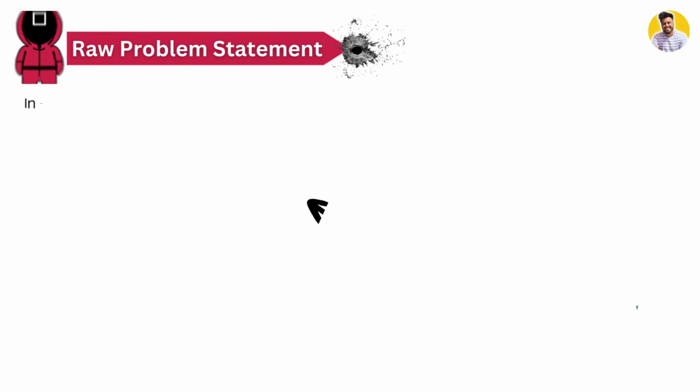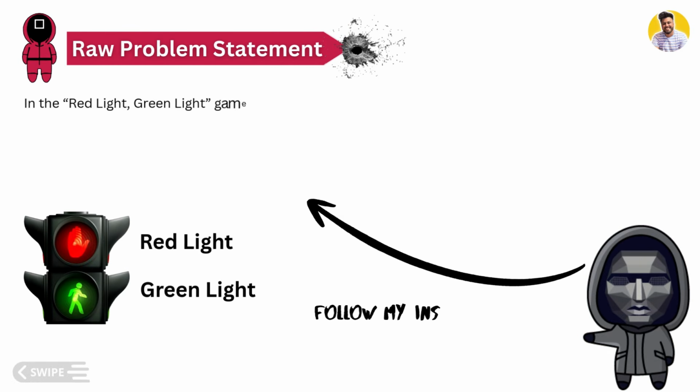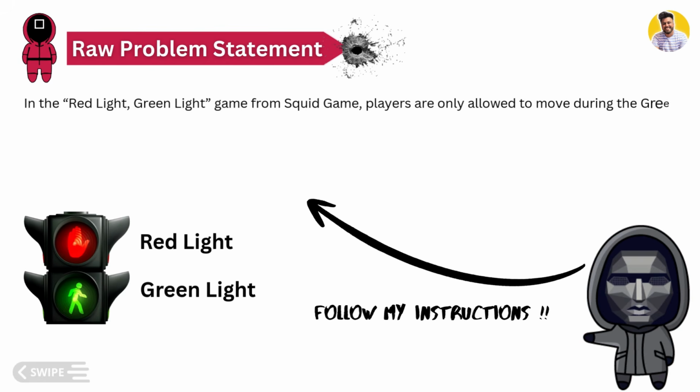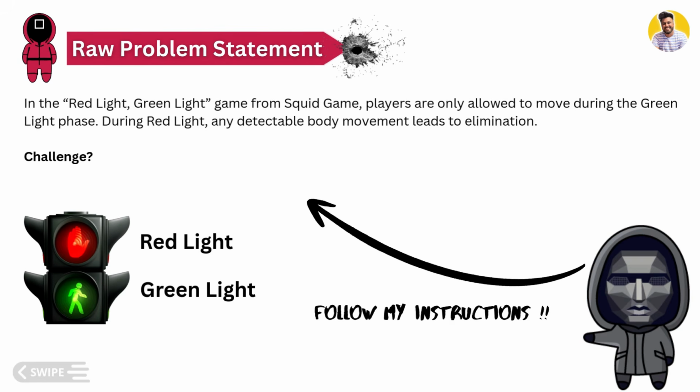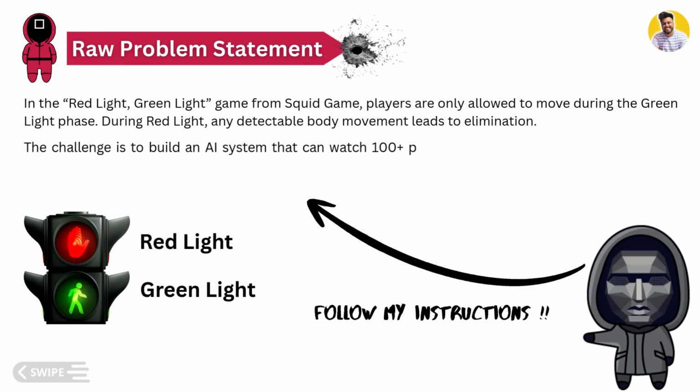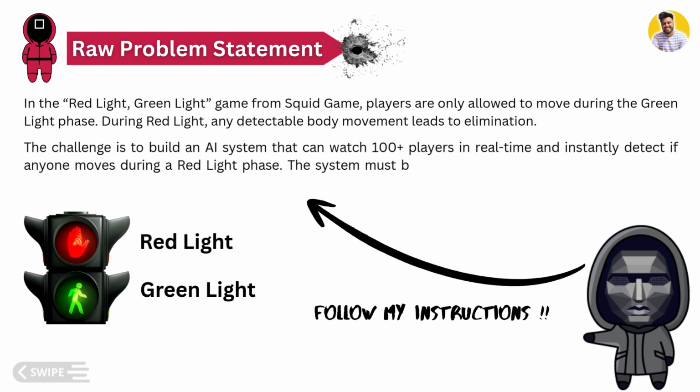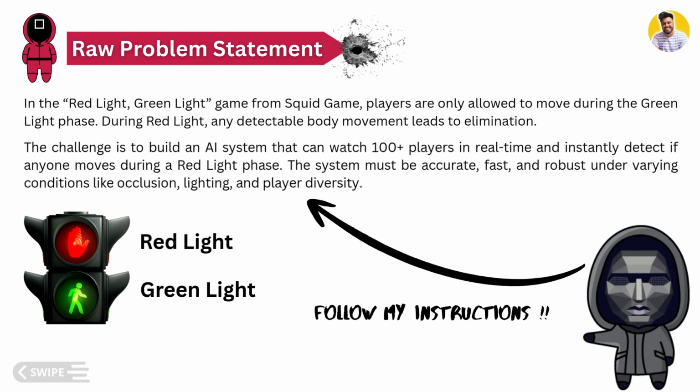So first we have this raw problem statement given to us by the commander. In the red light green light game, players are allowed to move during the green light. During red light, any detectable body movement leads to elimination. The challenge is to build an AI system that can watch 100 plus players in real time and instantly detect if anyone moves during the red light phase. The system must be accurate, fast, and robust under varying conditions like occlusion, lighting, or player diversity.